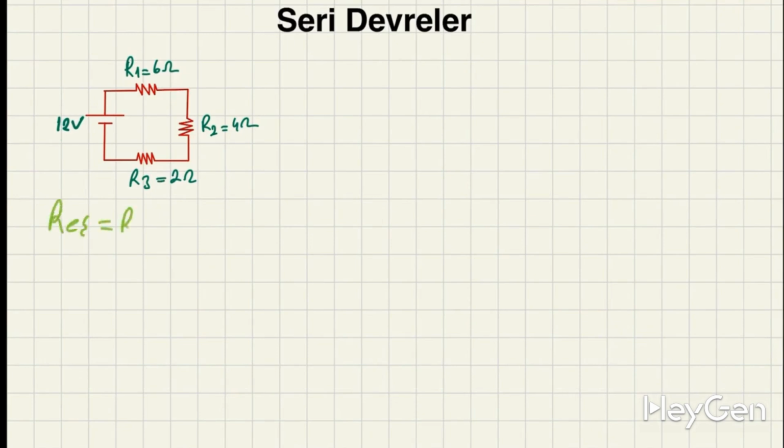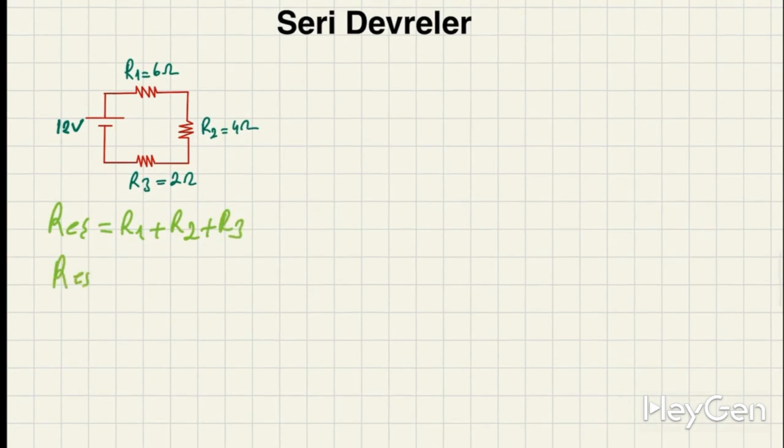RT is equal to what? It's R1 plus R2 plus R3. RT is equal to what? 6 ohms, 4 ohms, 2 ohms. What are we paying attention to here? We could add them directly because they were all in ohms. Otherwise we would have converted kilo ohms and milliohms and then added them up. Let's pay attention to this. So R is 12 ohms.